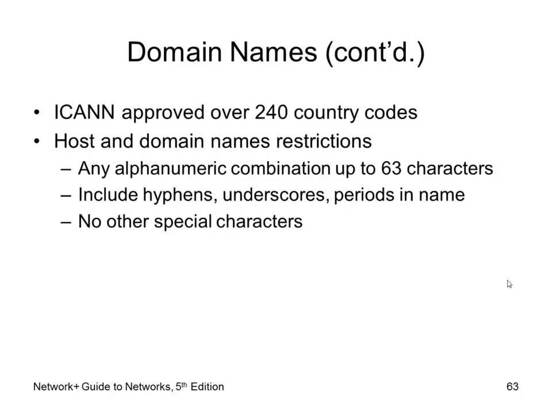All right, there are restrictions. Only alphanumeric characters up to 63, including hyphens, underscores, and periods in a name, and no other special characters. So, you can't have like a pound sign or dollar sign or something like that. But we're pretty much used to seeing periods and a few dashes. I don't think I've seen an underscore. Everyone's seen an underscore in a domain name? Yep. You have one? What is it? Do you remember? I'm trying to remember now because I don't remember seeing one of those.